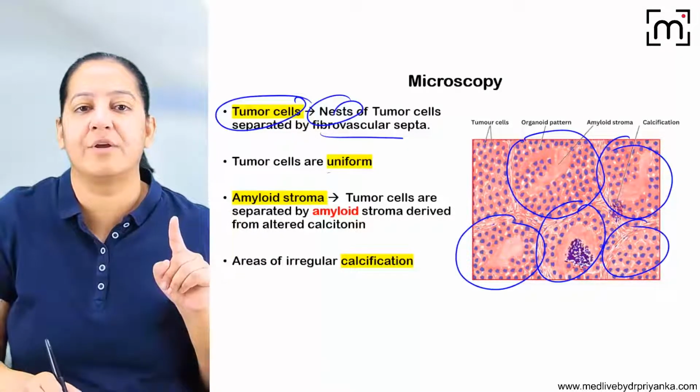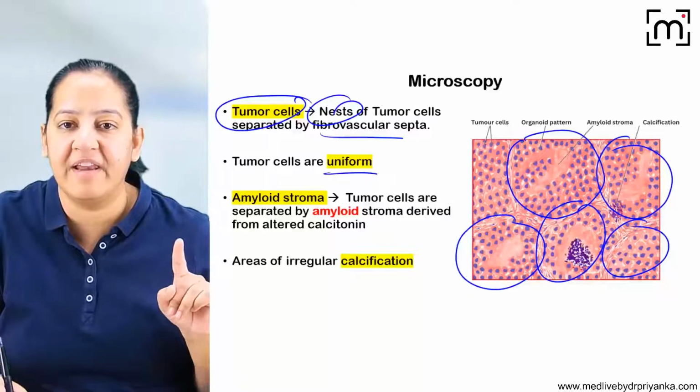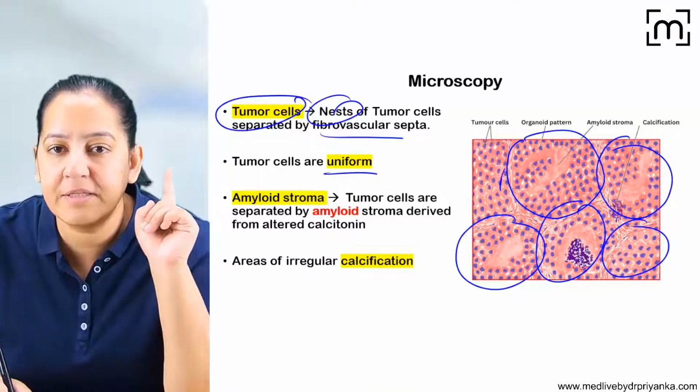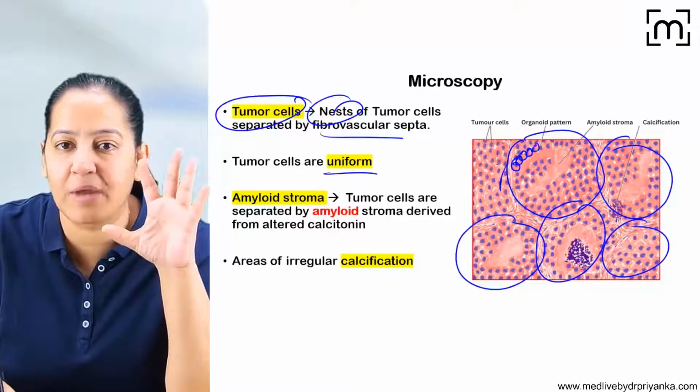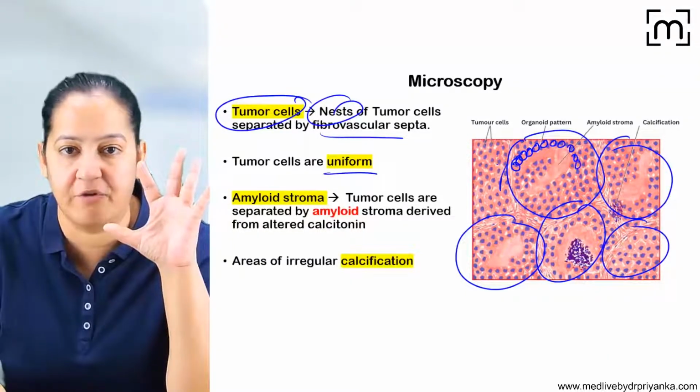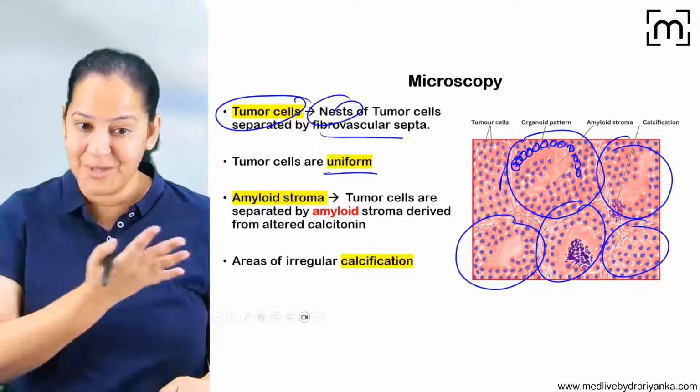Now, all the tumor cells are uniform. They don't show pleomorphism. They are very same looking. Can you see the tumor cells? They all are same looking. They are very uniform. Now, the background is very important.